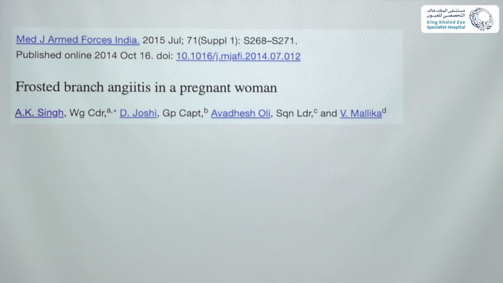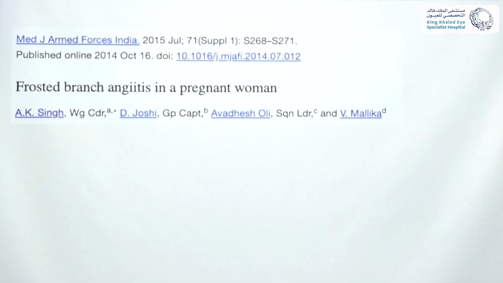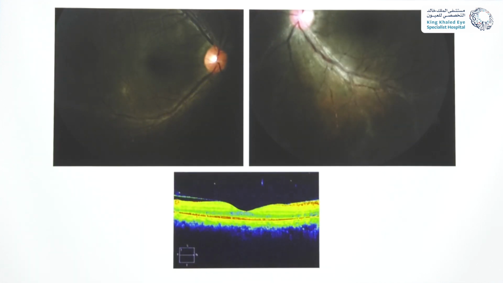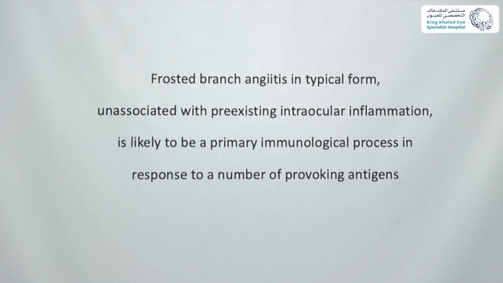Let's go through one of the cases. This is a healthy pregnant woman with no systemic association, who presented with bilateral frosted branch angiitis. After she received a course of steroids, her signs totally resolved with no recurrence. So frosted branch angiitis in typical form, and associated with pre-existing intraocular inflammation, is likely a primary immunological process in response to a number of provoking antigens.